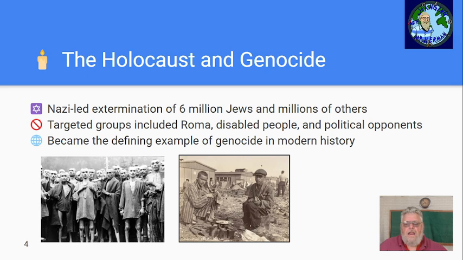The Holocaust became the defining example of genocide in modern history, leading to the question, how could the world let this happen? The answer was silence, fear, and hate. After the war, the international community vowed never again.